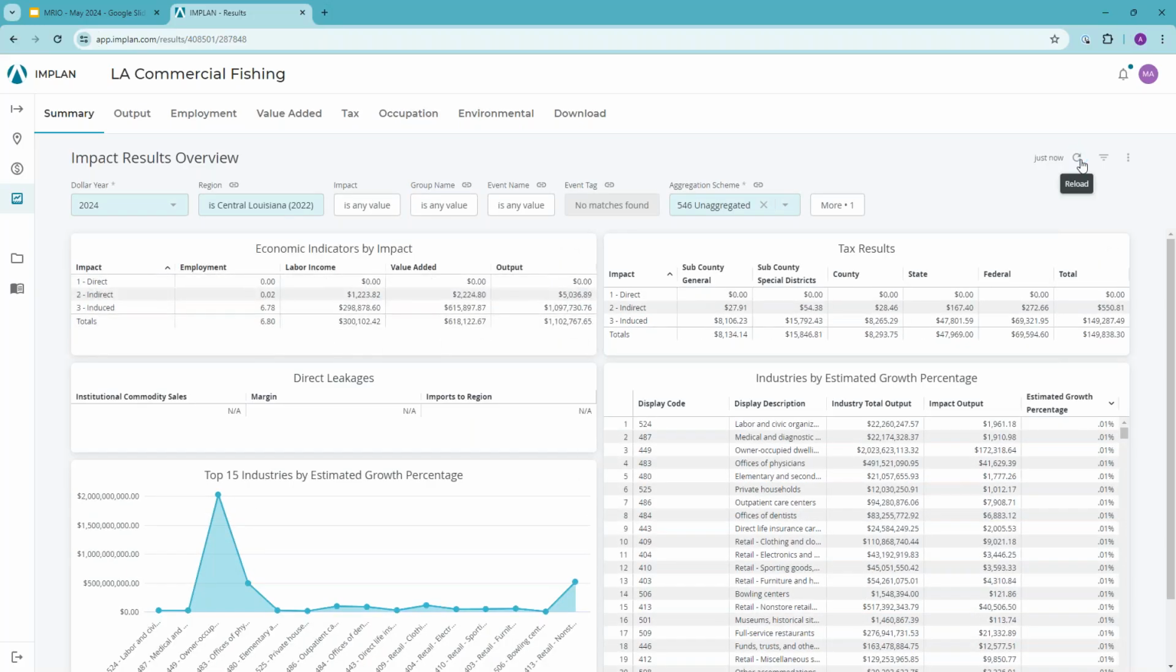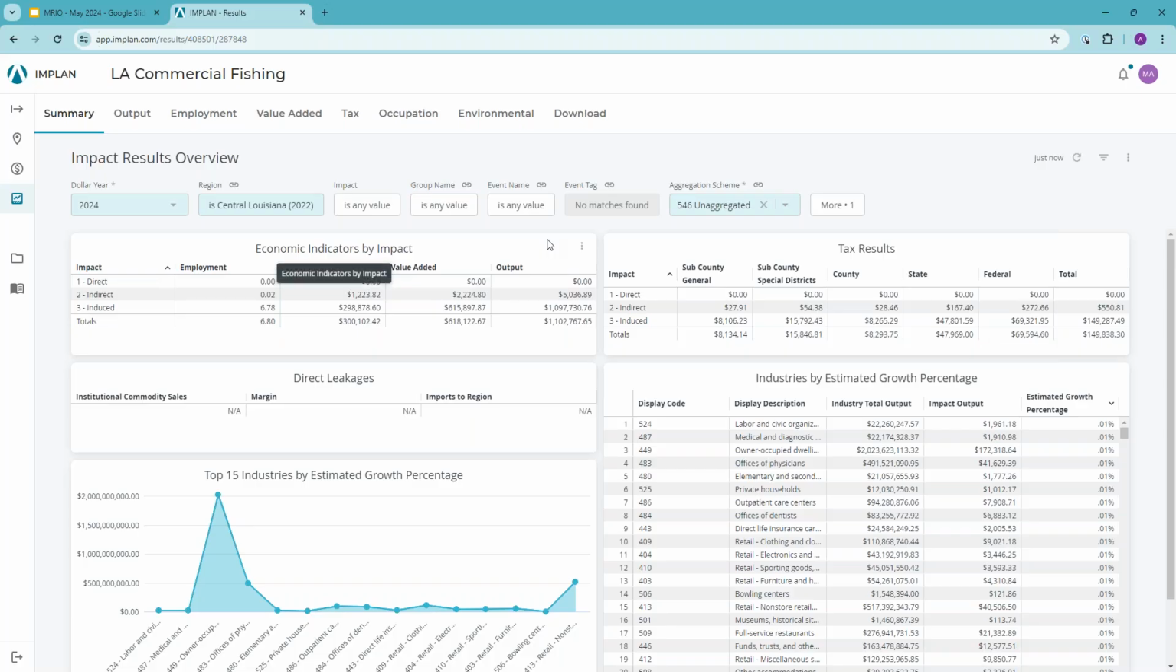Now, we still linked it up in our analysis because we wanted to see the effects of commercial fishing in southwest Louisiana and how it had affected the region in central Louisiana. So here you can see we didn't have any direct effects, but we did have some indirect and induced effects from that commercial fishing that took place in other regions of the state.